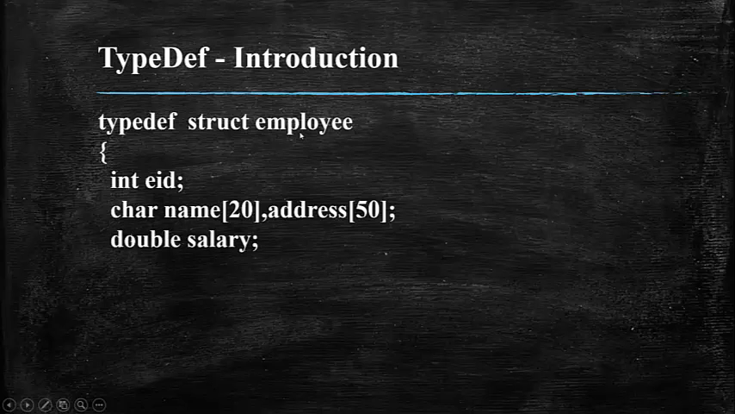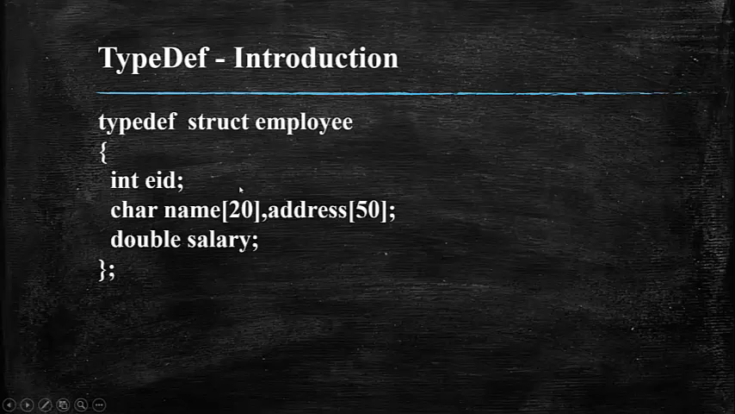So this particular structure, that is employee, has got 4 structure members: the employee ID, the name, the address, and the salary. Again, let me tell you, typedef is the keyword that I am using, followed by struct, the keyword to define your structure, and the name of your structure is employee. So here the employee consists of 4 structure members.